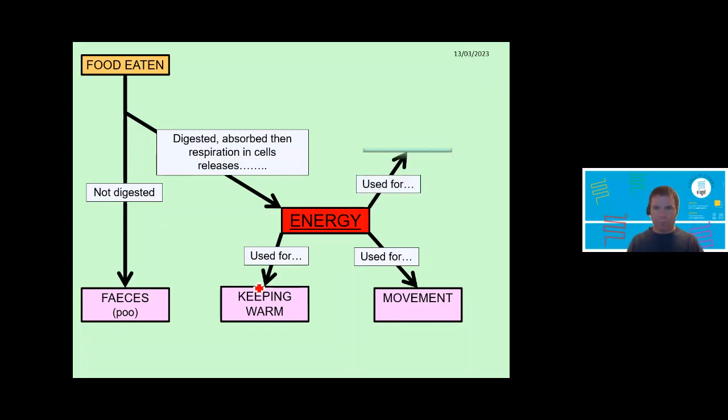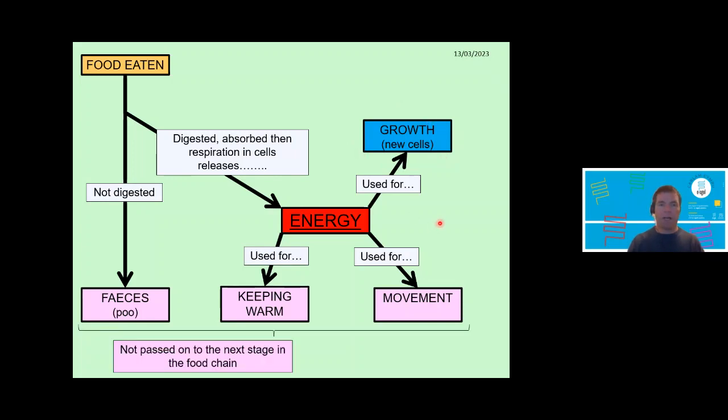Now, some of that energy will be used for growth. Again, this links to what we did previously. I've put that separately. So I've got three things down the bottom here: feces, keeping warm, and movement. These three are ways in which energy is effectively not passed on to the next stage in the food chain. But I've got this growth, which is separate to them, because this is the thing that is passed on in the food chain. Now, there we are.